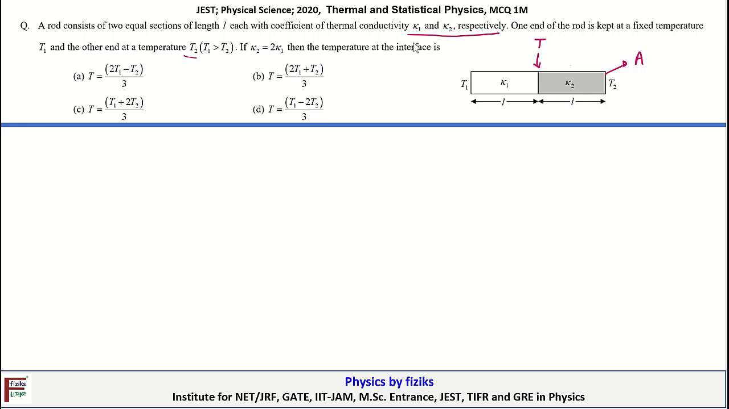It's also given that T1 is greater than T2, and that K2 is twice the value of K1. As we have assumed the temperature at the interface to be T, this is what we will obtain at steady state. Because the two rods form a series connection, the same heat current will flow across the interface. It's an important point to note.